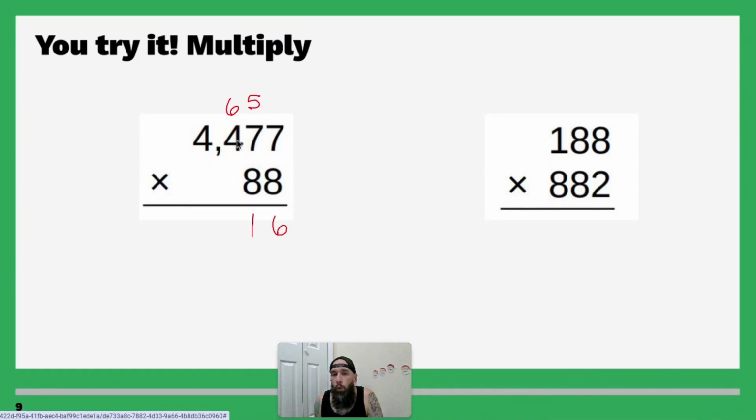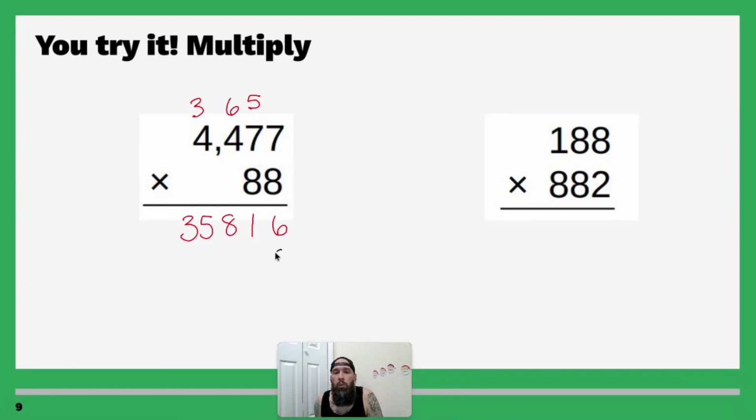8 times 4 is 32. 32 plus 6 is 38. Write out your 8. Carry the 3. 8 times 4 is 32. 32 plus 3 is 35. Write out all of 35. That first row, done.